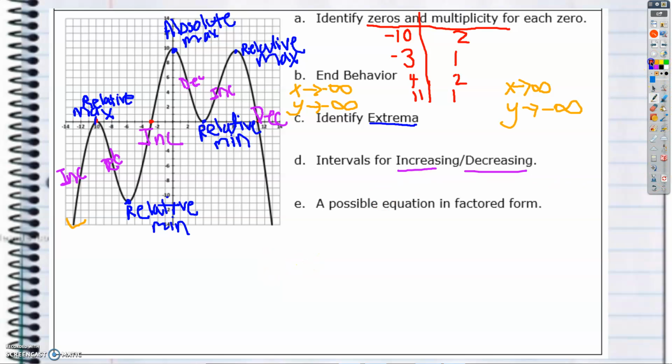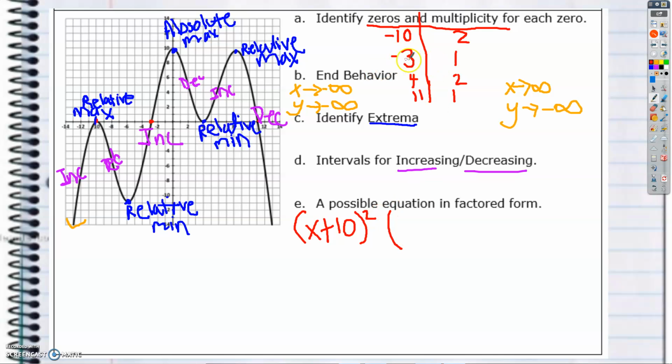Okay. And then the last thing to do is to write a possible equation in factored form. In order to do that, you need your zeros and your multiplicity. So I'm going to write all of these zeros as a factor. My first zero is negative 10, so my first factor is x plus 10. And my multiplicity for a zero of negative 10 is 2. So that's x plus 10 squared.